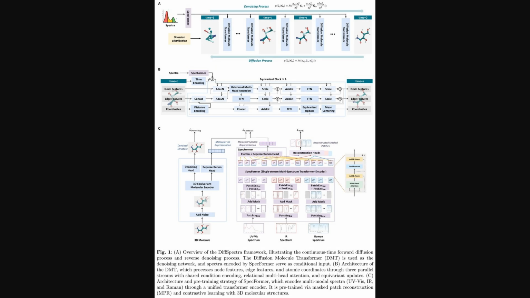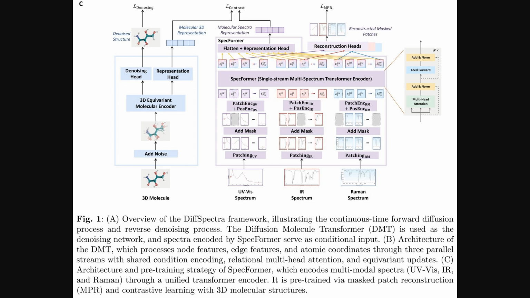Alright, so this first figure gives us a great overview of the whole system. At the top, we see the core idea. It's a diffusion process. The model starts with a random cloud of points, and, guided by the molecule's light signature, it gradually refines this noise into a precise 3D structure. This relies on two key components, a SpecFormer that reads the spectra, and a Diffusion Molecule Transformer that builds the molecule. This builder is SE3 equivariant, which just means it understands 3D space, ensuring the final structure is physically realistic, no matter its orientation.